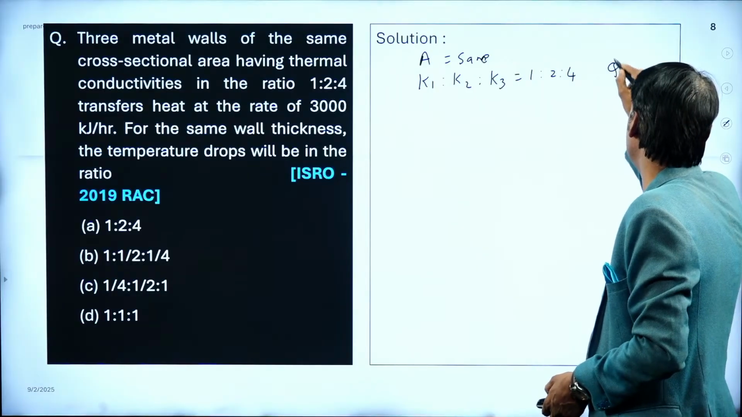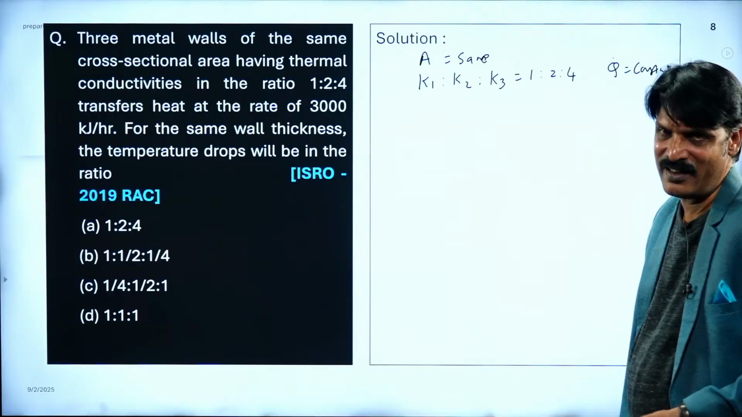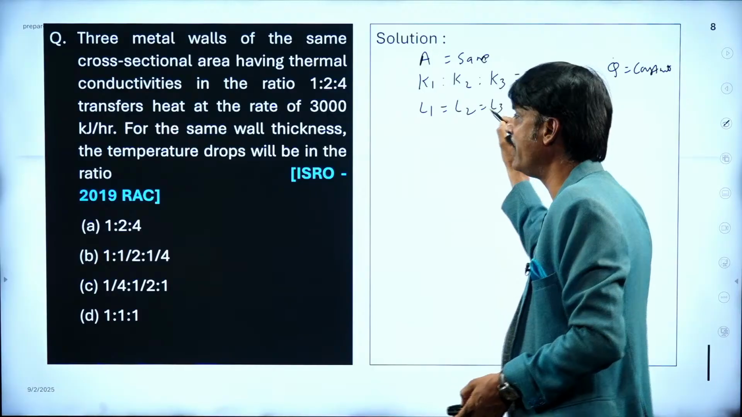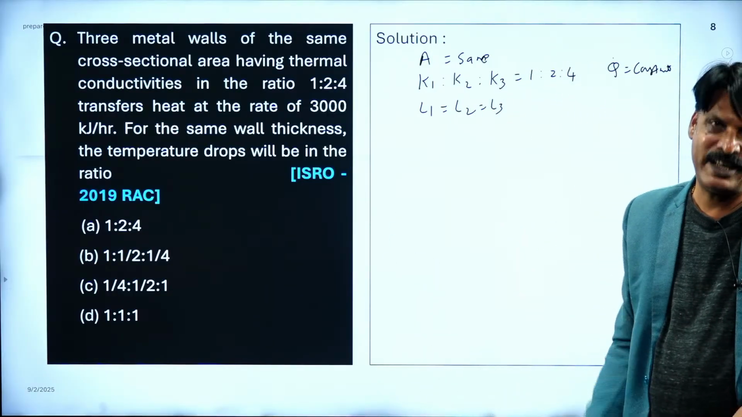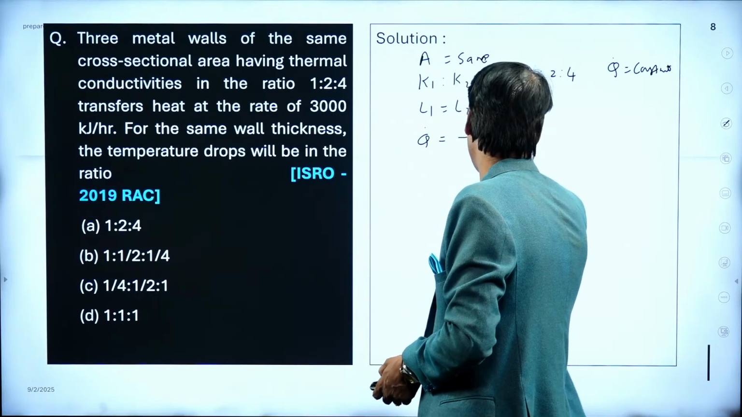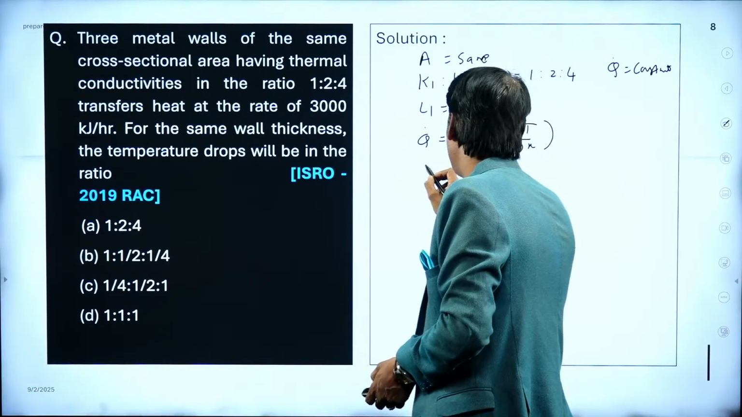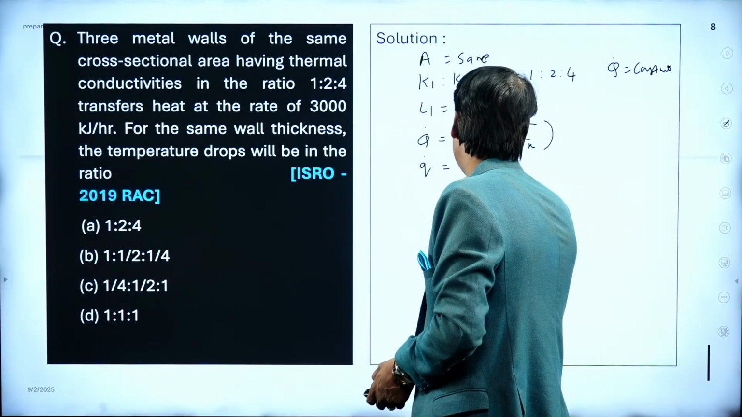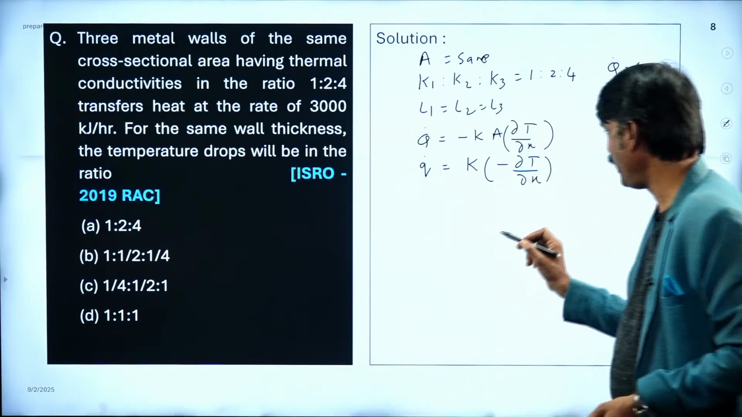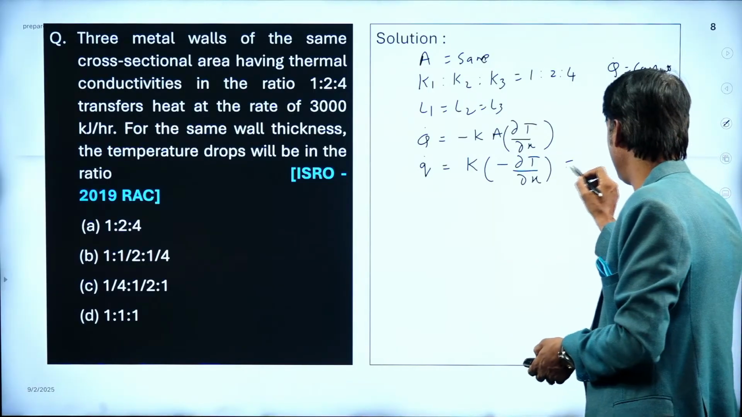So Q dot is constant all throughout. It's a series combination for the same wall thickness, meaning L1 is equal to L2 equal to L3, and the temperature drop will be in the ratio. We should always know that Q dot is equal to minus K A dou T by dou X. So here Q dot by A, the flux, is equal to K into minus dou T by dou X. That means this product of thermal conductivity into temperature gradient always remains constant.